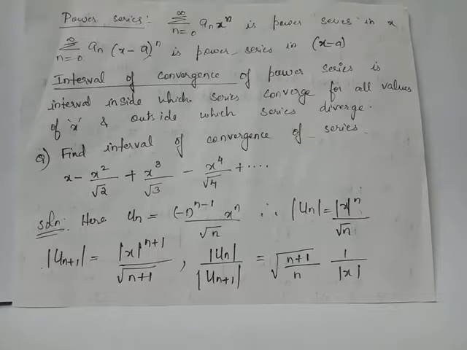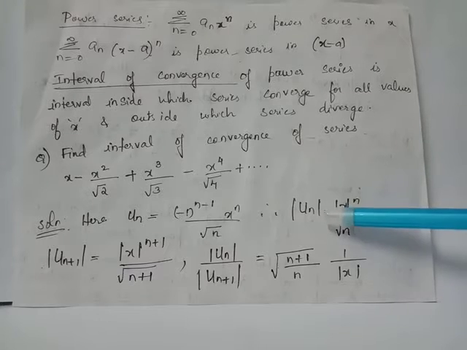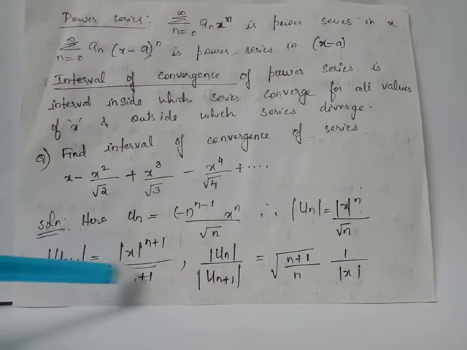That is, we will have to evaluate limit n tends to infinity modulus of u n upon modulus of u n plus 1. We have u n equals this expression, therefore modulus of u n will be the absolute value of u n, which is modulus x raised to n upon root of n. Here when you replace n by n plus 1, you will get modulus of u n plus 1 equals modulus x the whole raised to n plus 1 upon root of n plus 1. When you consider the ratio modulus u n upon modulus u n plus 1, you will get this expression upon this expression.